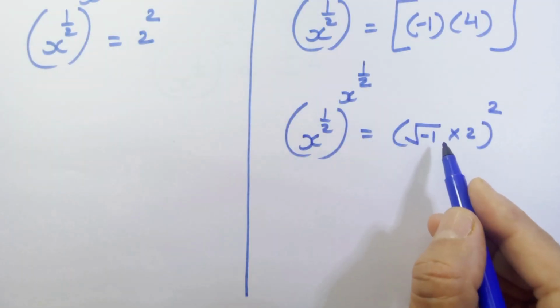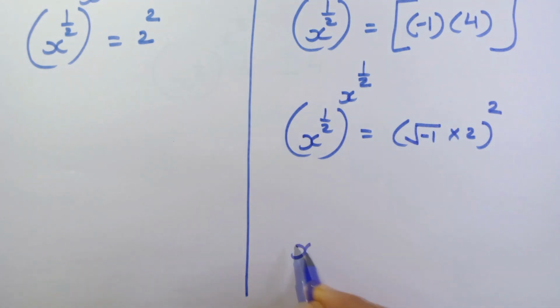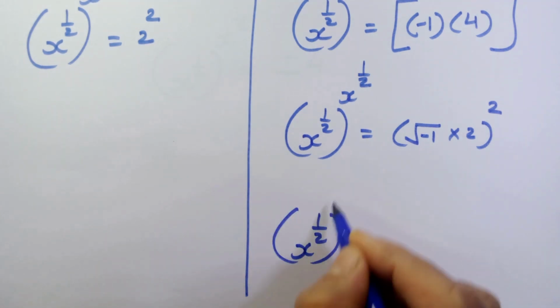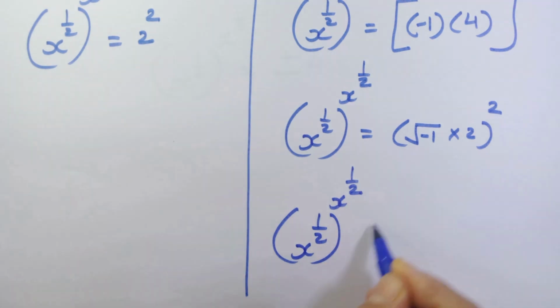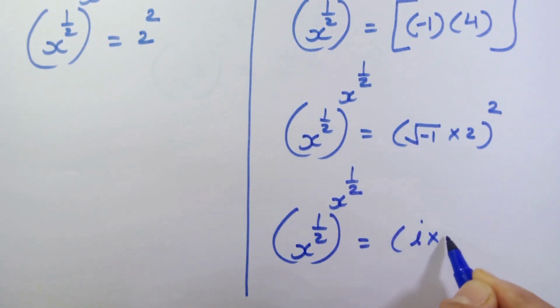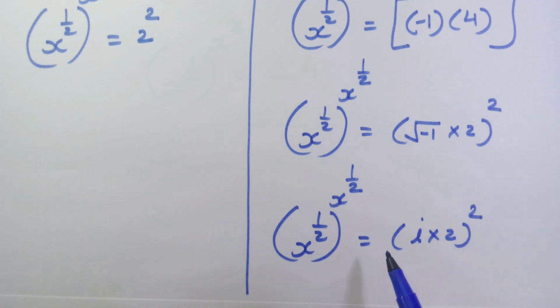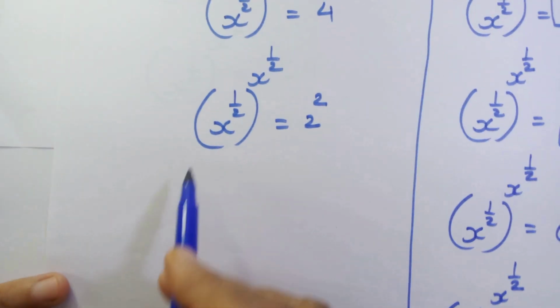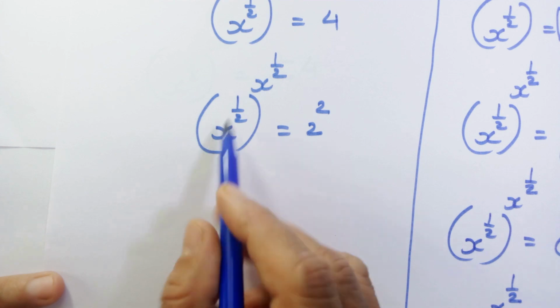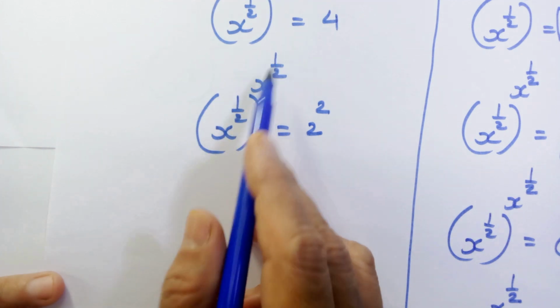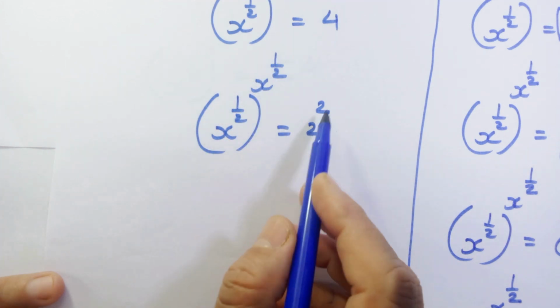Square root minus 1 is iota. So x raised to 1 upon 2 whole raised to x raised to 1 upon 2 is equal to iota into 2 whole square. So here base and exponent are not same. Also iota is imaginary number. So we will discontinue this path, and what we have so far is x raised to 1 upon 2 whole raised to x raised to 1 upon 2 is equal to 2 square.